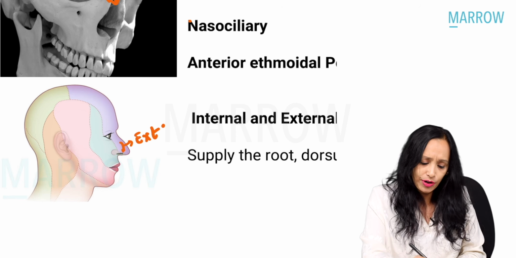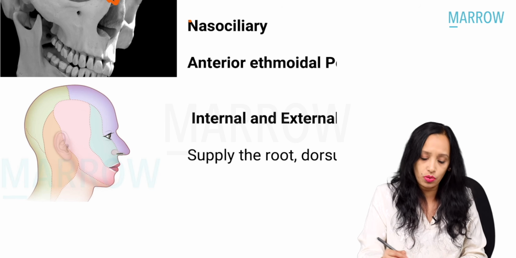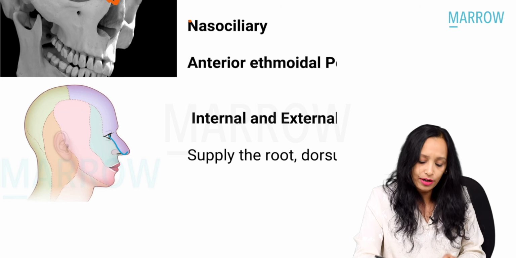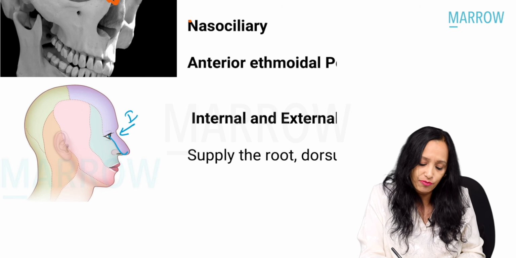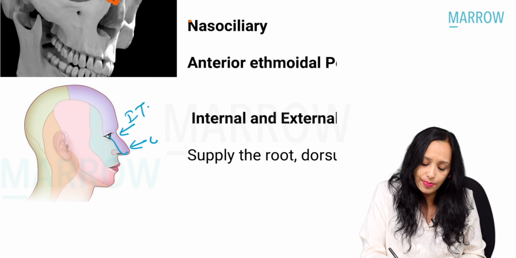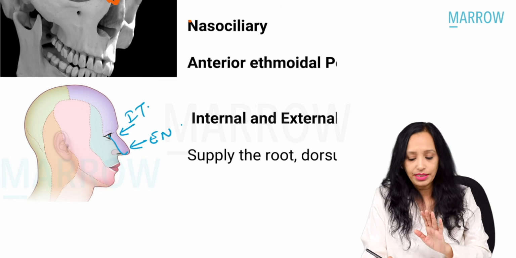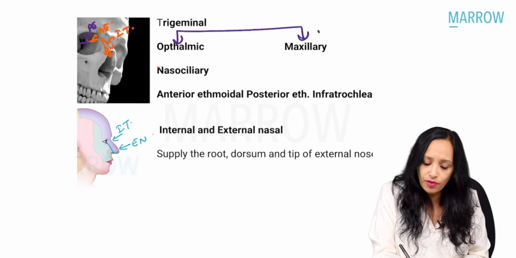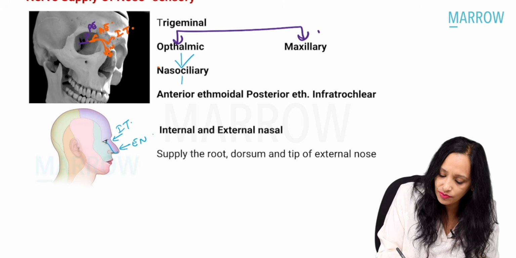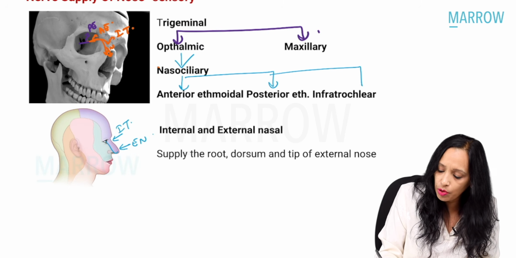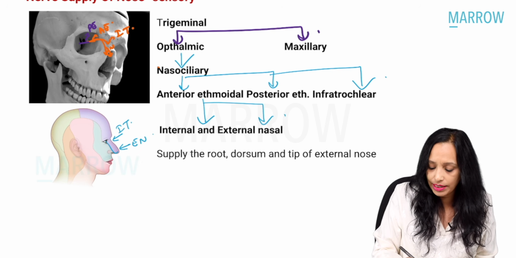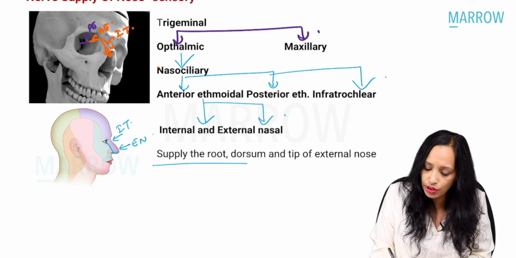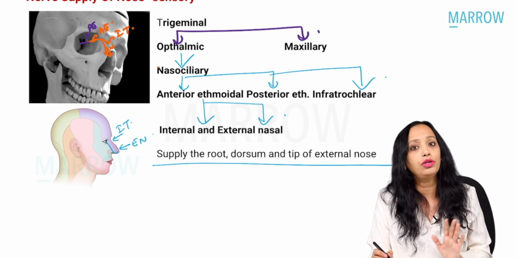Right. So if we talk about the external nose, the whole of the midline of the dorsum of the external nose is by nasociliary, the upper part is by infratrochlear, the lower part is by external nasal. Is that very clear? Yes, so from the ophthalmic we have the nasociliary which gives the anterior ethmoidal, the posterior ethmoidal and the infratrochlear. The anterior ethmoidal again divides into internal and external nasal, and what do they supply? They supply the root and dorsum up till the tip of the external nose.